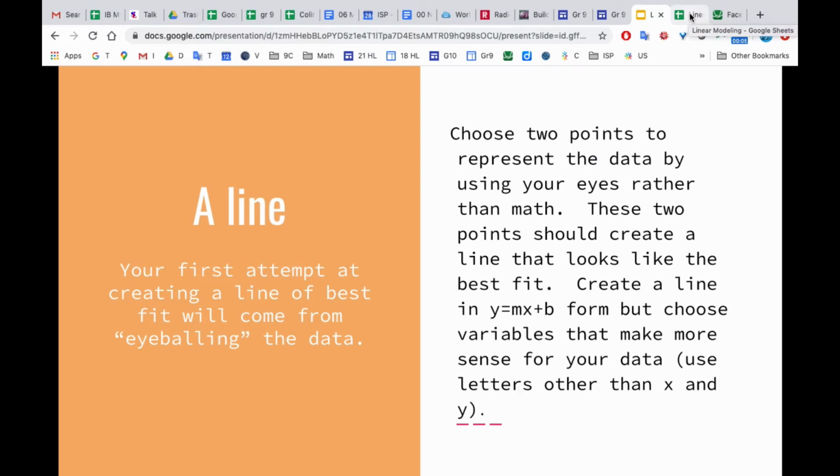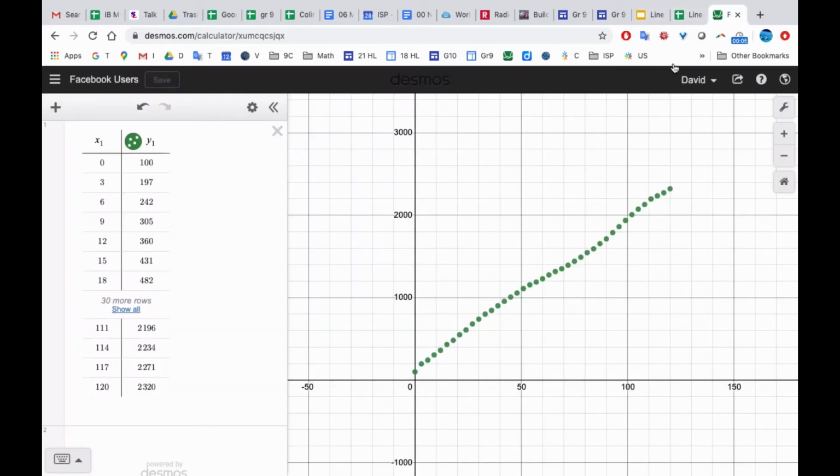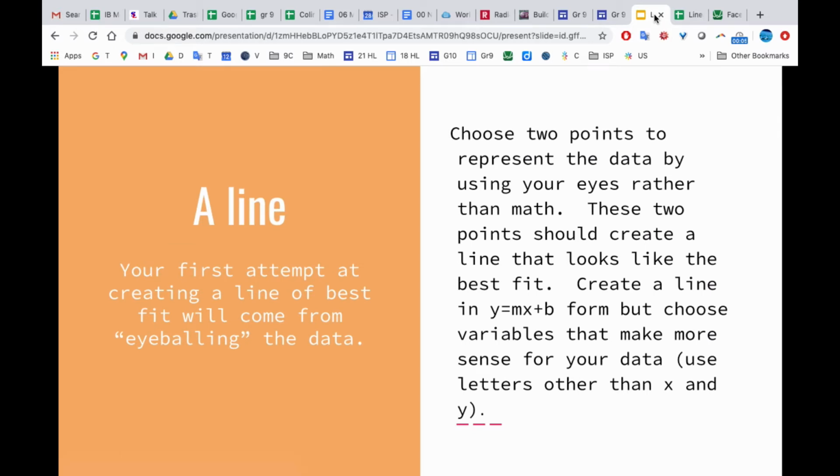Okay. Now, we made our scatter plot. That's what that's called, a scatter plot. Next step, we are going to choose 2 points to make a line. Okay. In doing the calculations moving forward, I highly recommend you do them on paper so that you can keep them, because you're going to eventually have to type this stuff up.